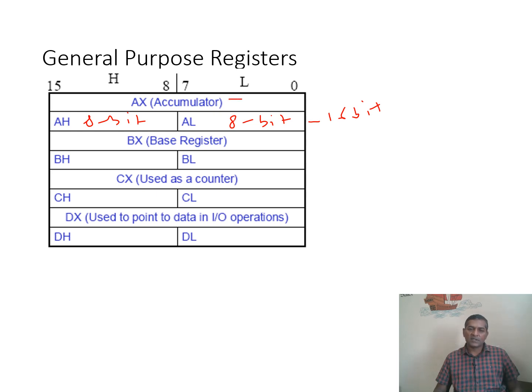Then BX is a base register. Sometimes whenever the information needs to be processed using a base register, then this will be used. CX is used as a counter. Sometimes when we use a loop, then the CX register will be used. Then for working with IO devices, input and output related operations, the DX register will be used. These are some special uses of these general purpose registers.